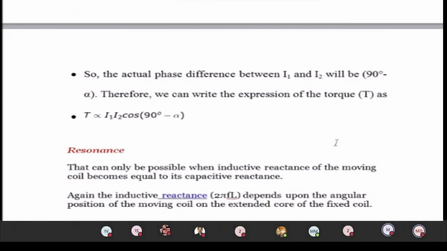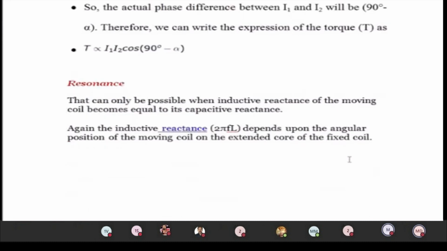The phase difference between these two currents can be taken as 90 minus alpha. So finally we can come to a conclusion. The expression of the torque can be given as, torque is directly proportional to I1 I2 cos of (90 minus alpha). So this is the torque equation. With this equation we have to define where the resonance condition is occurring.